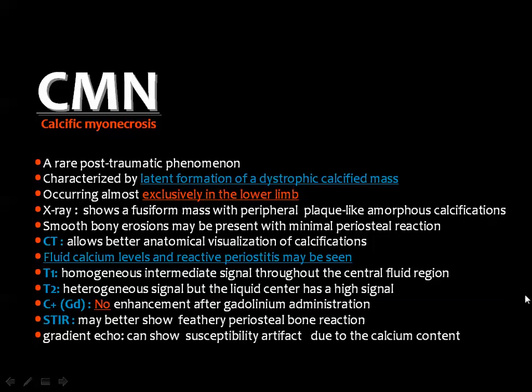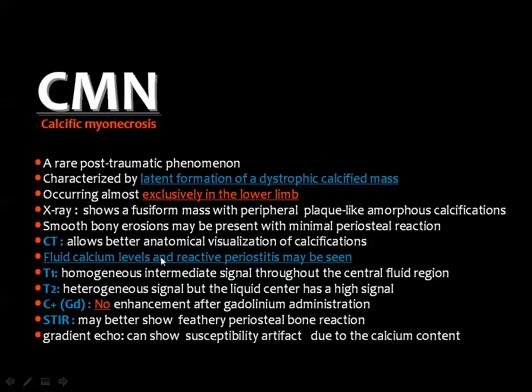And according to the literature, this lesion is almost totally confined to the leg muscles. You may see a big mass in the affected muscle containing amorphous calcification, and there may be some erosions of the adjacent bone and also periosteal reaction. CT is the best way to detect this calcification and to see the lesion.